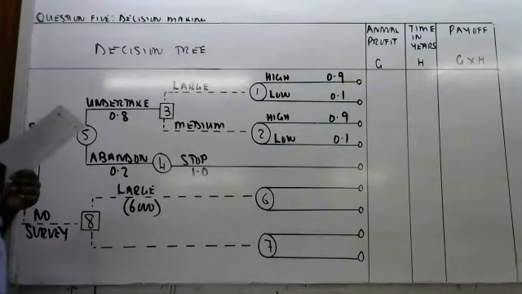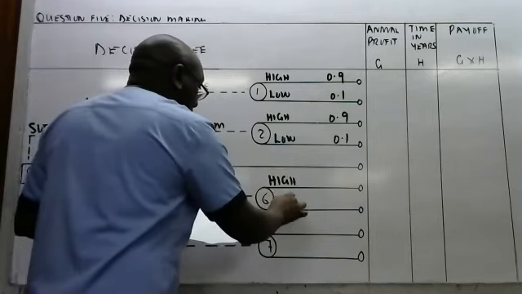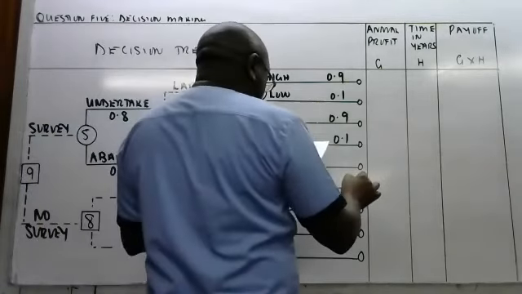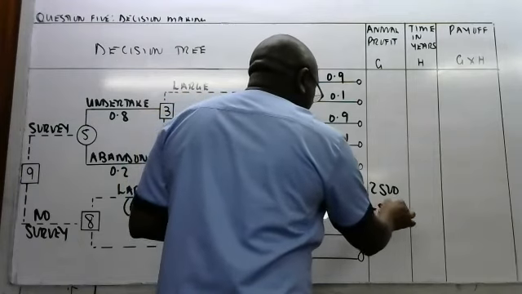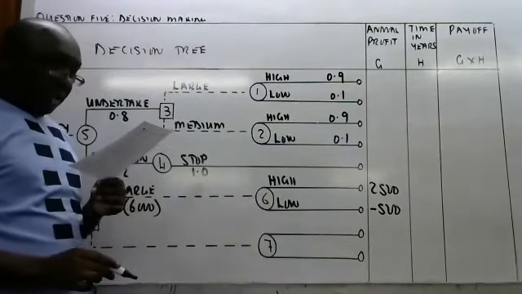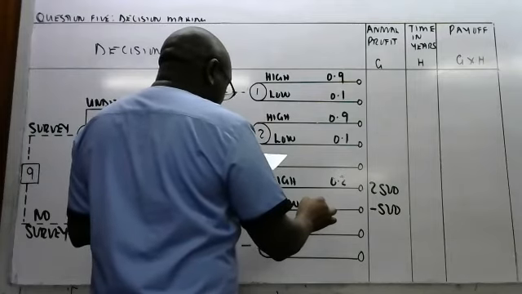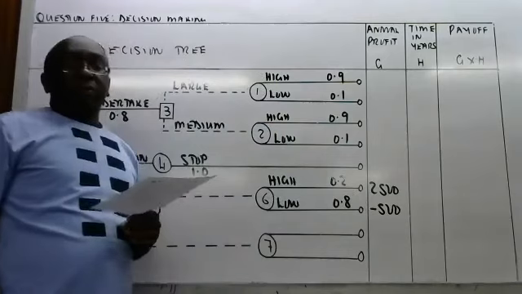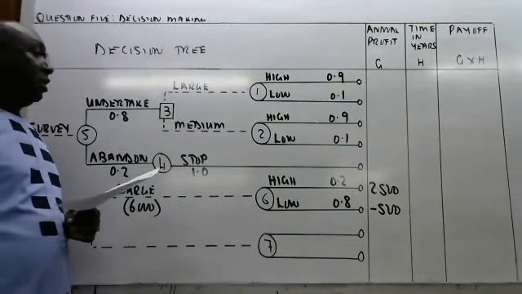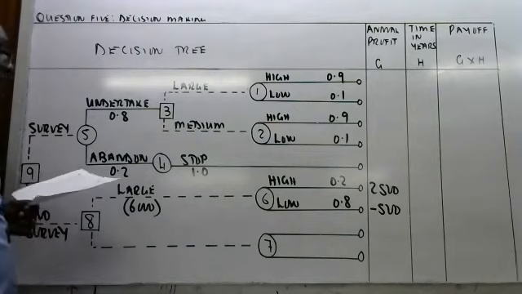And then we are told the resulting annual profit or loss if demand is high or low. If demand is high, the profit will be 2,500, and if it is low, you will make a loss of 500, so minus 500. The probabilities are high is 0.2 and low should be 0.8. That is a typo in the question; it should be 0.8 so that they add to 1.